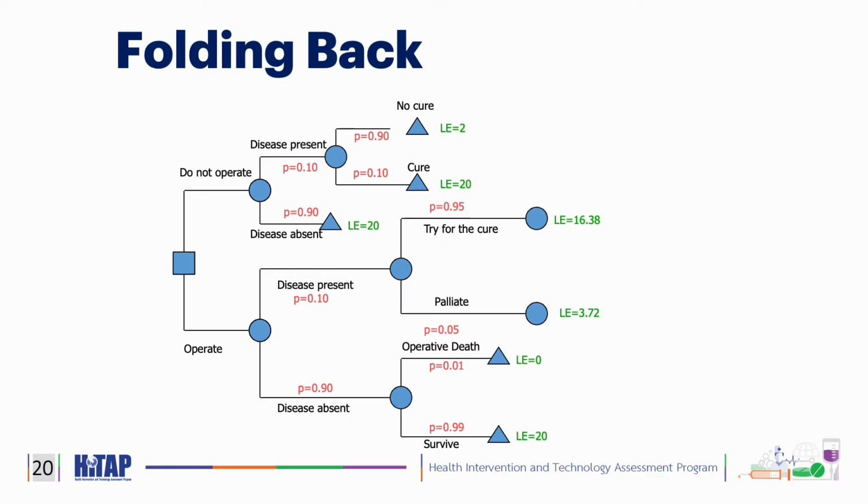And then we continue folding back here, for another branch, for the patient with the disease absent but still surviving, where the probability is around 0.99 and the life expectancy is 20. Compared with another scenario, the patient with operative death, this would be another 0, right? So in this branch, for the patient who operates and the disease is gone, the life expectancy is quite high, right? Which is around 19.8 years.